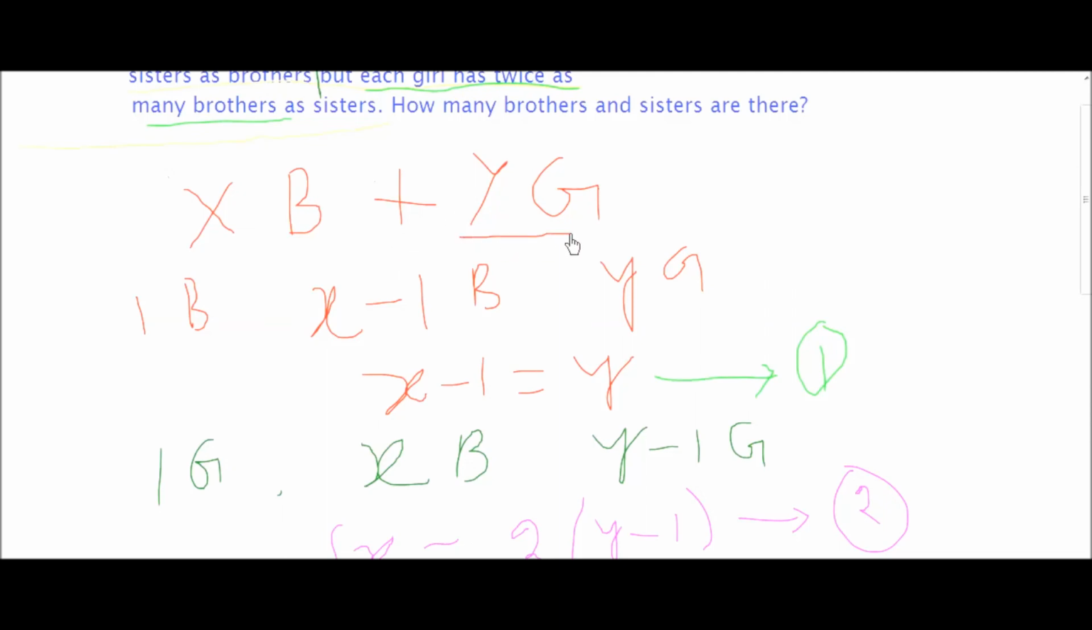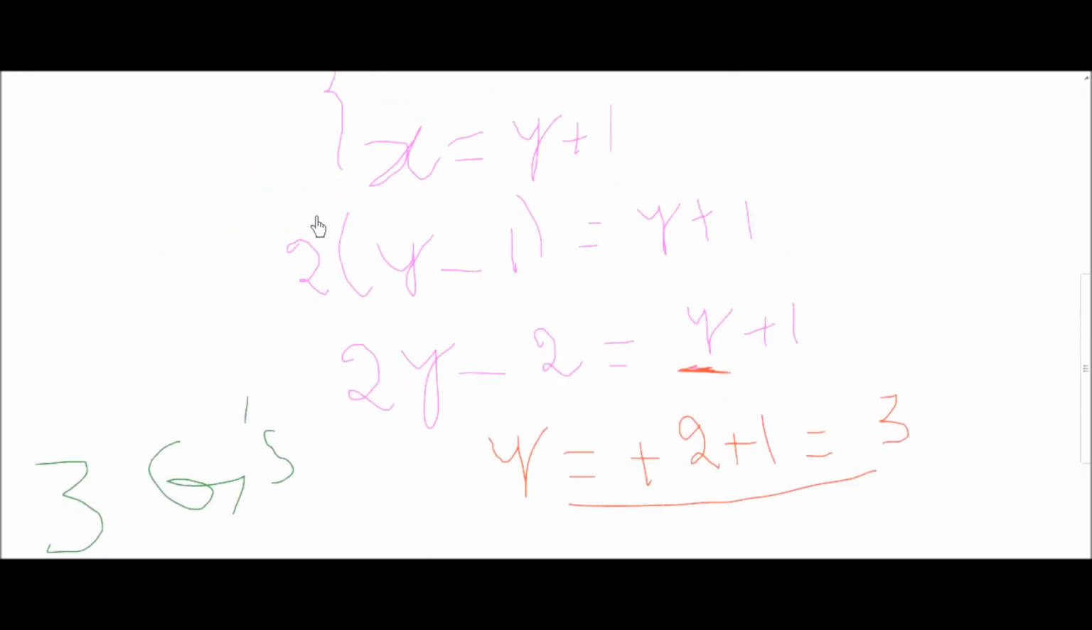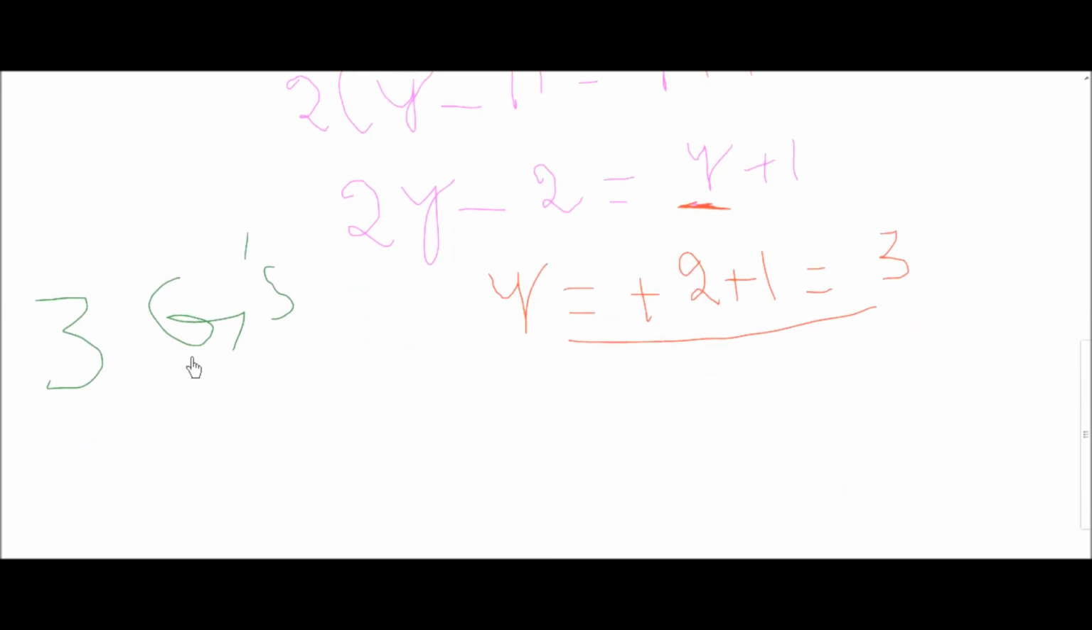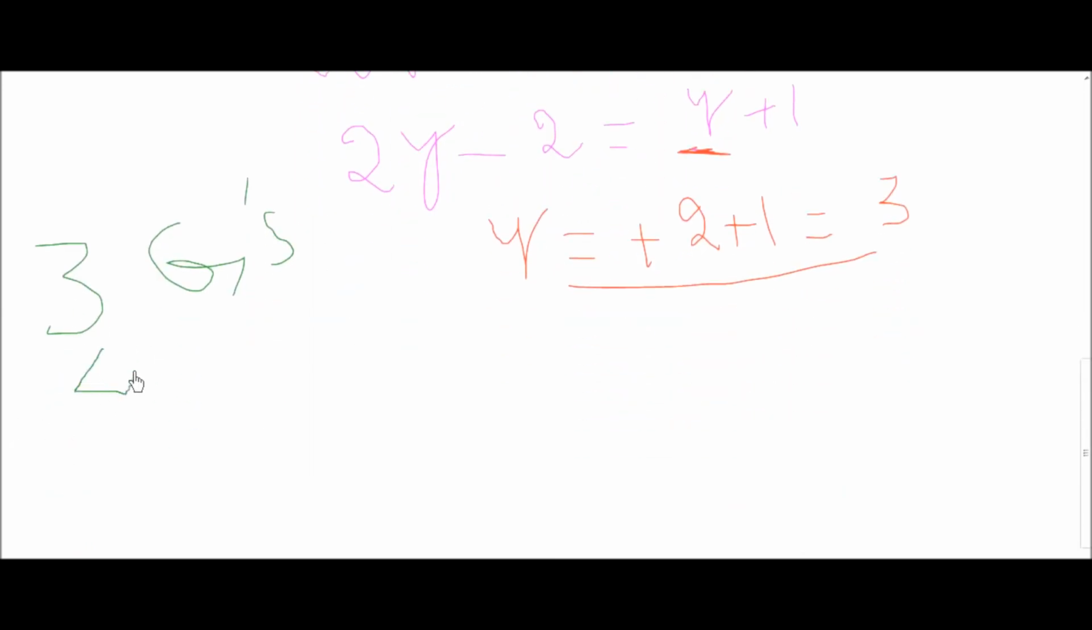What is y that we assumed? y is the number of girls. So we have 3 girls in that family. From the equation x equals y plus 1, x equals 3 plus 1, which is 4 boys. So that's how we do the problem.